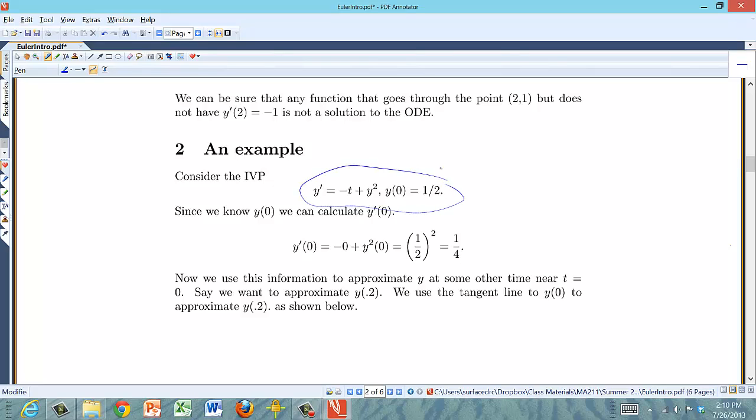Right? We want y prime to be negative t plus y squared, same ODE as before. And I'm telling you that the solution I'm looking for is the solution that has y at 0 equals 1/2. So it goes through the point (0, 1/2), right? Okay, so I know the value of my solution at time 0, and I know that my solution satisfies this ODE. So that means I can calculate the derivative of my function at time 0. The derivative of my solution at time 0 has to be negative 0 plus y at 0 squared. That's 1/2 squared, and that's 1/4, okay?